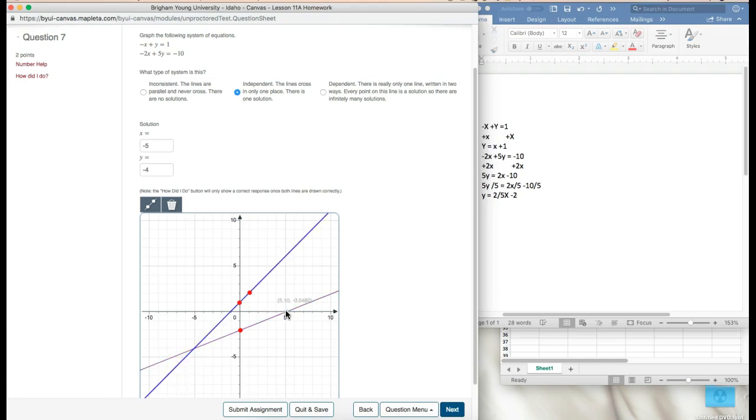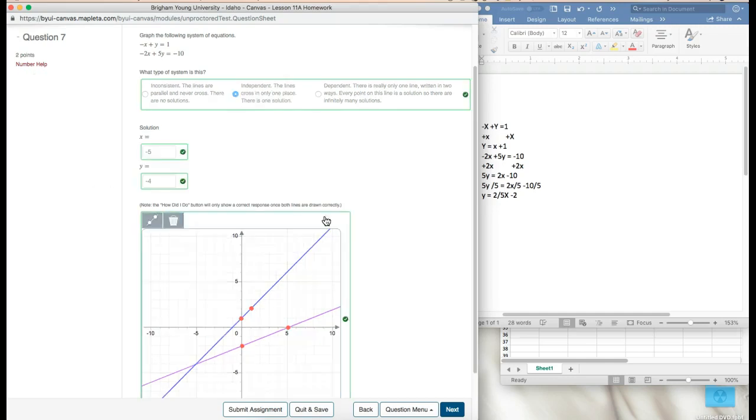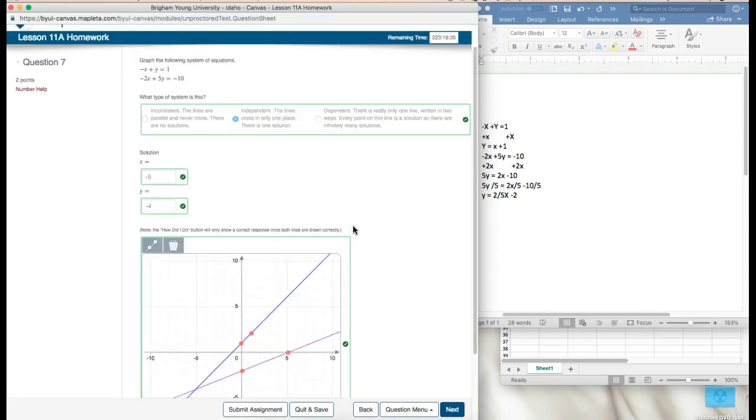Same with this one, because this was a little further apart from each other, this one was a little easier to go through, but we could go down 2 and back 5, and that'll tell us where that is as well. Just to make sure, let's go ahead and do the how did I do, so that we can have that confirmation and move to the next problem.